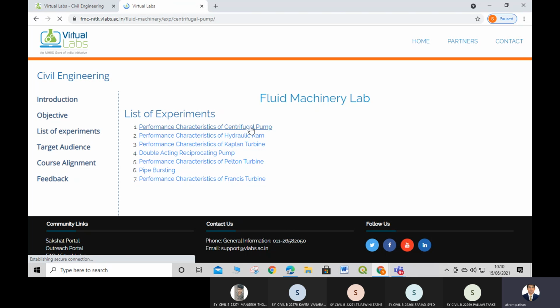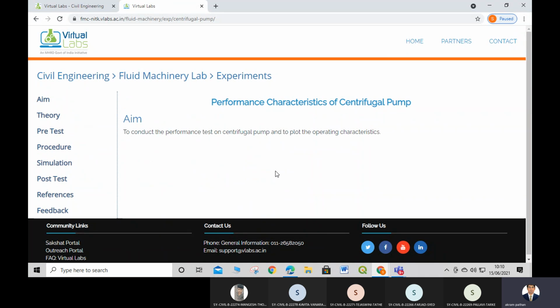virtual lab. We are going to determine the efficiency of the centrifugal pump. The aim of the practical is to determine the efficiency of a centrifugal pump, because we have to supply water for irrigation purpose or for the roof tank kept over the building, and everywhere we require a pump to supply water from a lower elevation to a higher elevation.